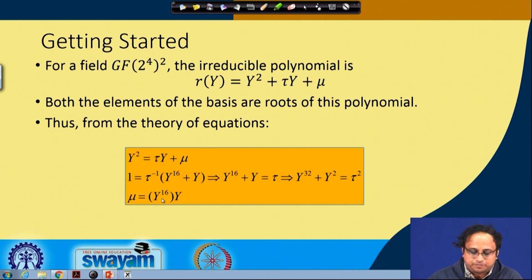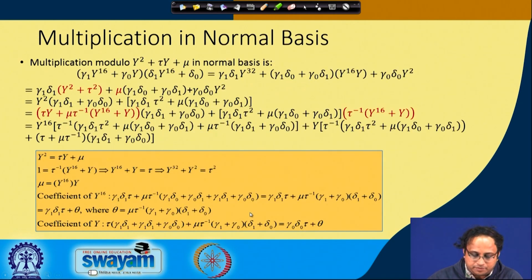The other important thing is the product, y power of 16 into y, and that is equal to mu, because this is this term. So the product of the roots y power of 16 and y is equal to mu. Now let us consider a multiplication in the normal basis. If we just ignore the scribbling on the slide and concentrate on the problem, it's not very complicated.